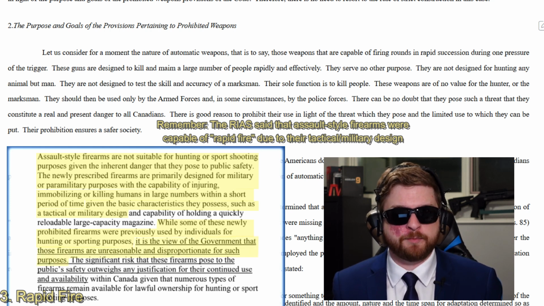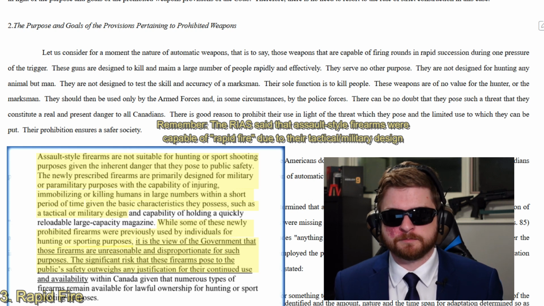There can be no doubt that they pose such a threat that they constitute a real and present danger to all Canadians. There is good reason to prohibit their use in light of the threat which they pose and the limited use to which they can be put. Their prohibition ensures a safer society.